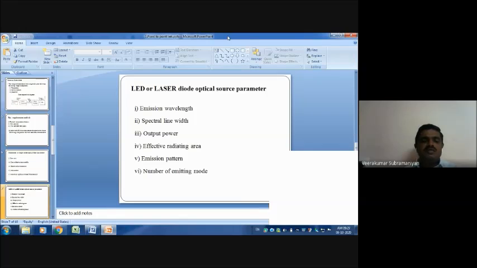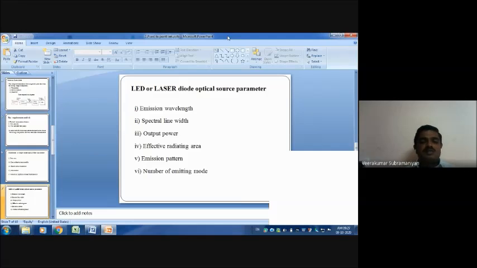Effective in the sense, if you take an LED, it produces light signal in all the directions. Among that, in a certain area it may produce much more brightness, much more signal strength. That is called the effective radiative area, the power radiated per unit area.